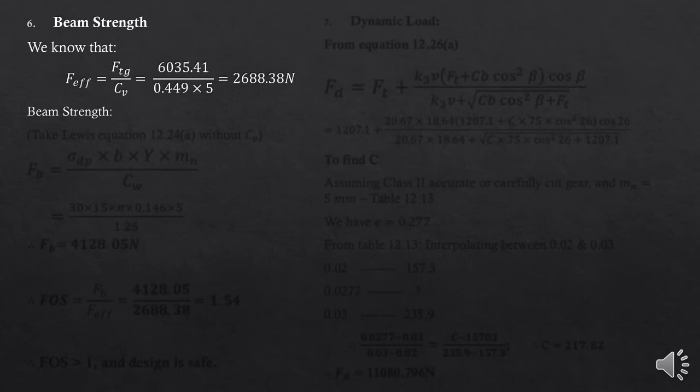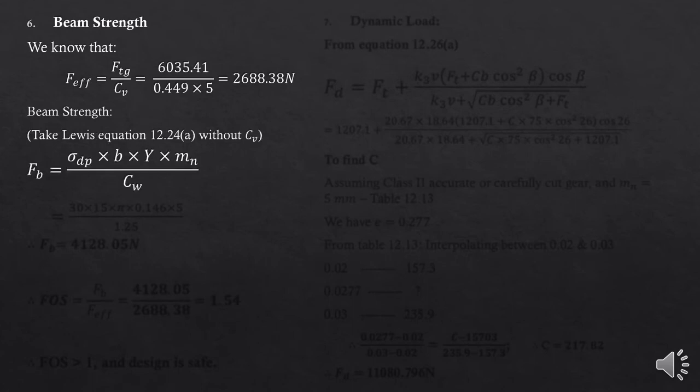Beam strength is, if you go through the theory of helical gear, you will get the beam strength formula as sigma d by mn by cw. Now, in our handbook we don't see this equation in this form. There will be a CV here extra, right? Therefore, what I suggest is take Lewis equation 12.24a without the velocity factor. Okay? Therefore, this is the beam strength formula.